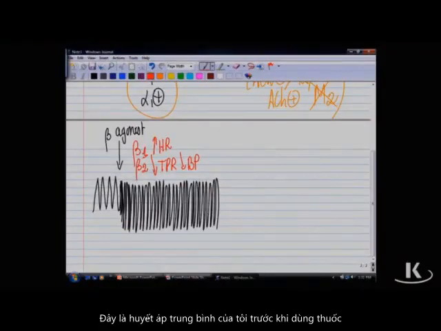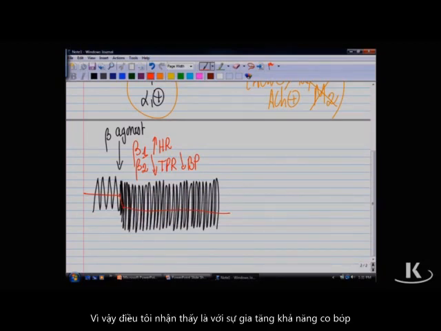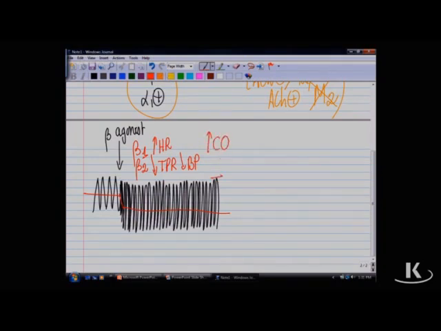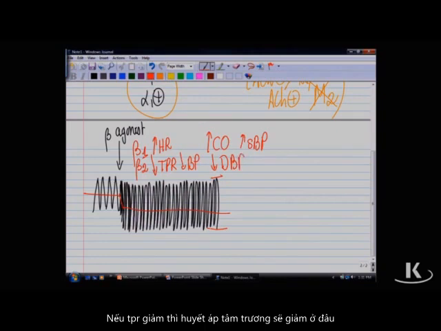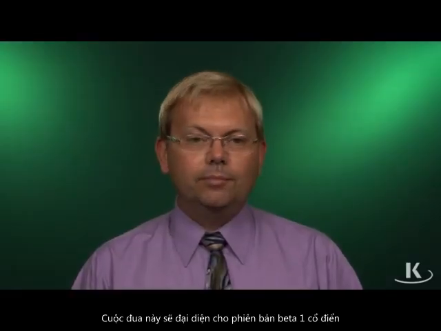Look, this is my mean blood pressure before the drug. This is my mean blood pressure after the drug. Also, what I notice is with the increased contractility, I see a nice increase in the amplitude of my pulse pressure, because here I would increase systolic blood pressure, whereas with the decreased TPR, I would decrease diastolic blood pressure. So I have an increase in pulse pressure on the tracing. This tracing would represent the classic beta 1, beta 2 agonist.